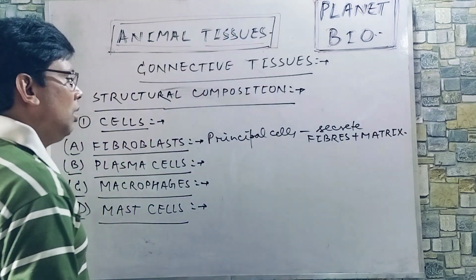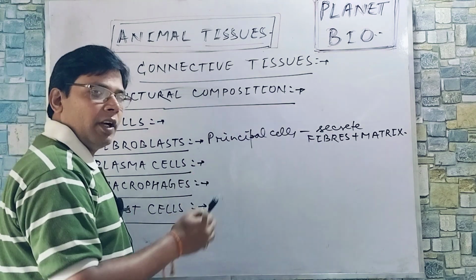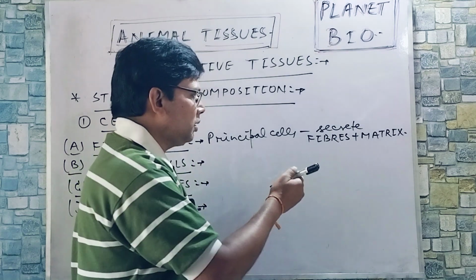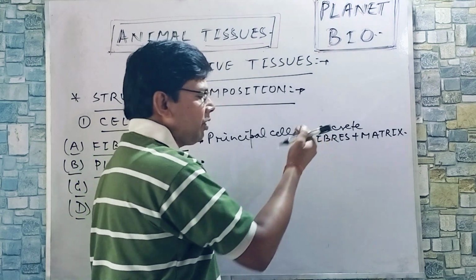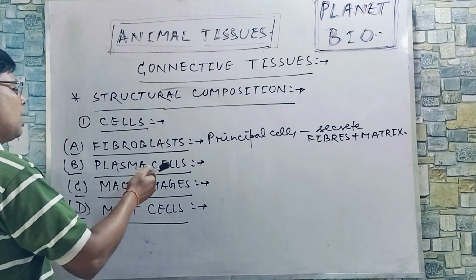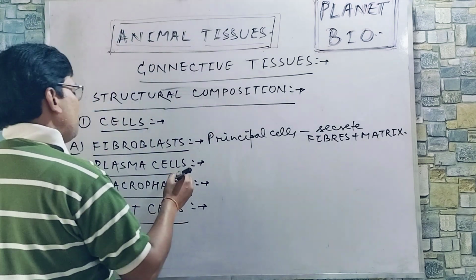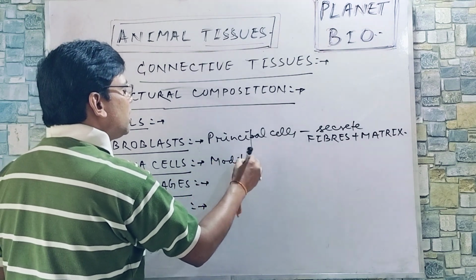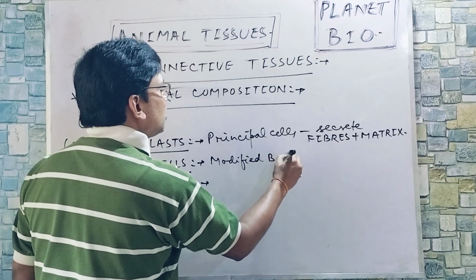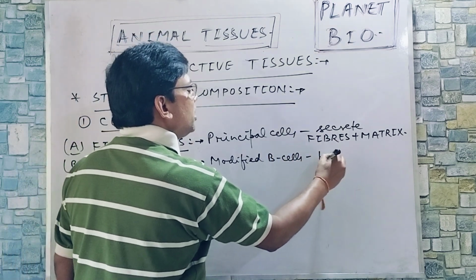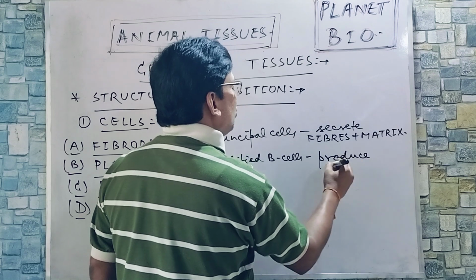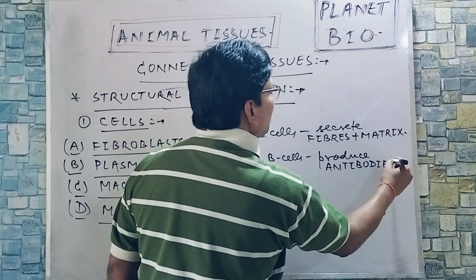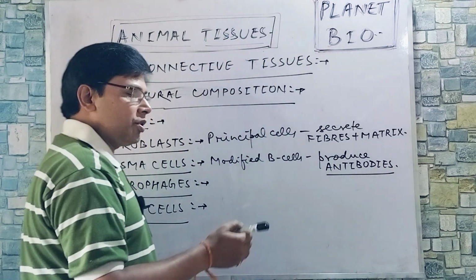In all connective tissues, you can find this type of cells and fibers also. But in blood, in fluid connective tissues, fibers are not there. Plasma cells: plasma cells are actually modified B lymphocytes, B cells, and these are known for producing antibodies. Antibodies are produced against antigens, foreign materials.